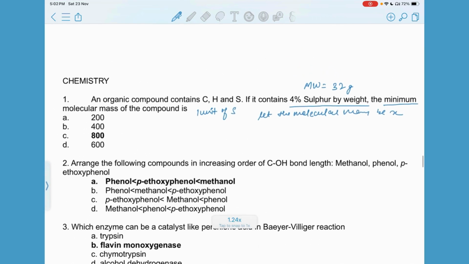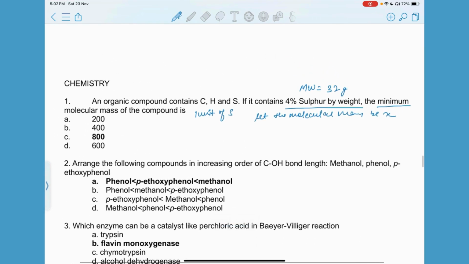So now for the 4% of sulfur, that is 4 by 100 of X is equal to 32, because 1 unit will weigh 32 grams. So from here the X value will become 32 into 100 divided by 4, which will give 800. That is option number C.